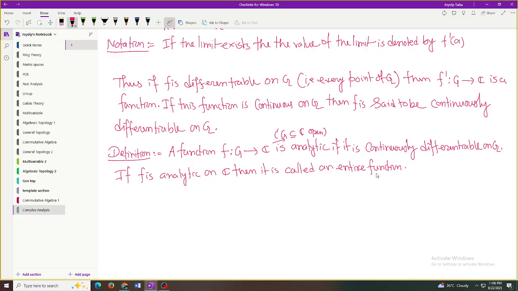Later we will see that if G is an open subset of C, then differentiable on G automatically implies continuously differentiable. That is, f is analytic even if it is just differentiable on that open set. Okay.